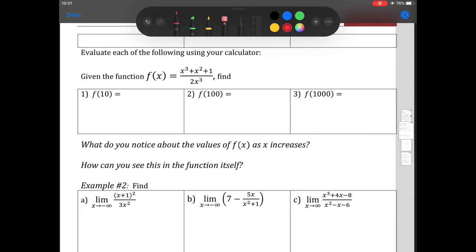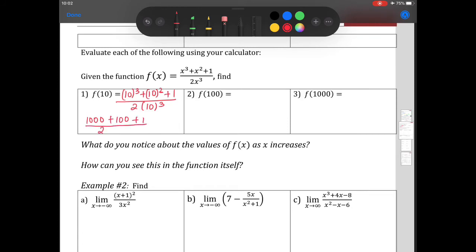Let's look at the next page. It says evaluate each of the following using your calculators. So you need to take out your calculators and given this function, find the following. So f of 10, I'm going to substitute 10 cubed plus 10 squared plus 1 over 2 times 10 cubed. Now look at this. What do I get?